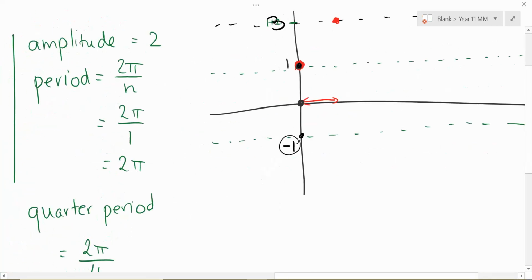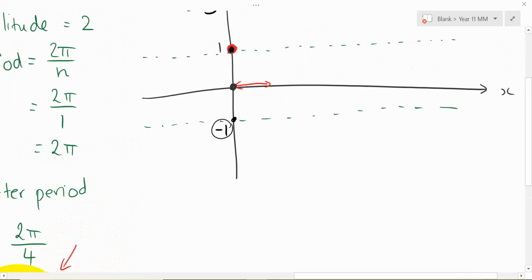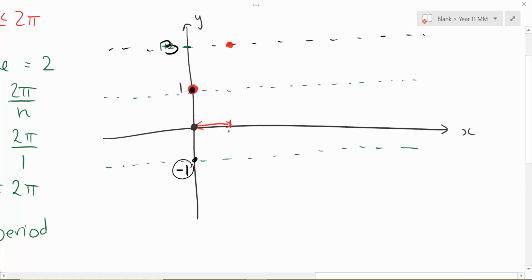We figured out the quarter cycle, which was pi on 2. So I know this has to be pi on 2. Then the next point to go back to the center has to be another pi on 2. So pi on 2 plus pi on 2 is pi, or another way of thinking about it is 2 pi on 2. Then the next one has to be 3 pi on 2, which hits the minimum. Then after that, it has to be 4 pi on 2, which gives you the maximum there.